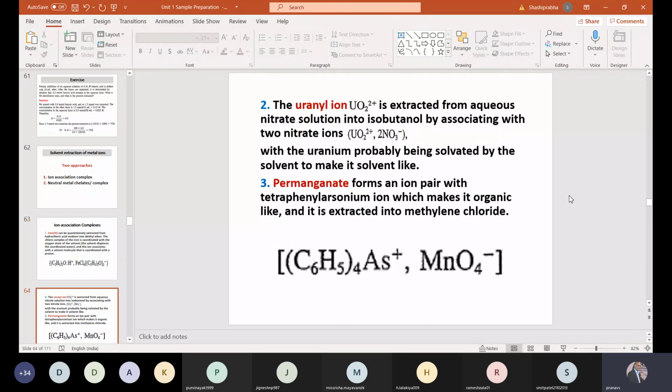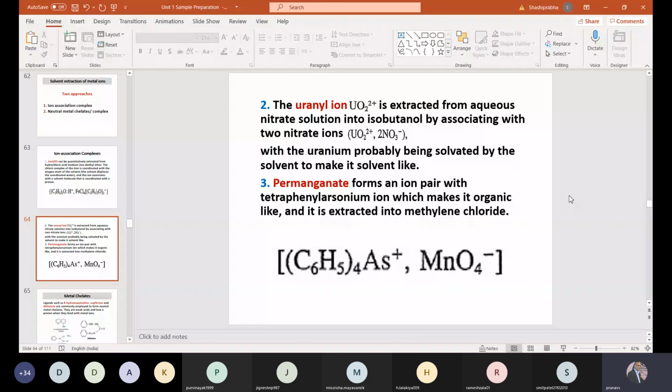This was one very classical example. The other example is... these are all very versatile examples. I've just taken a few examples from the literature where these are very specific cases. It doesn't happen with every ion, every cation.